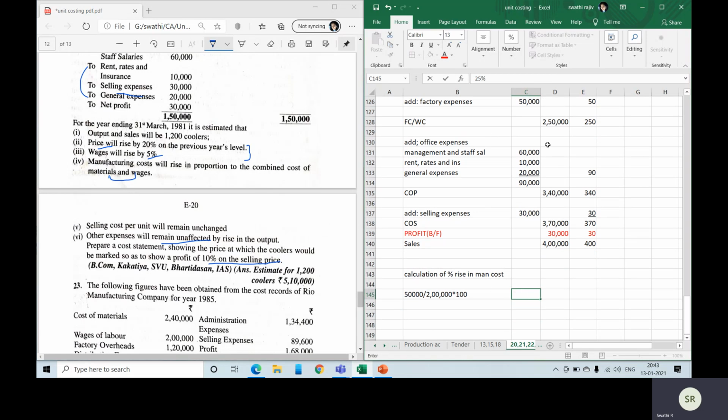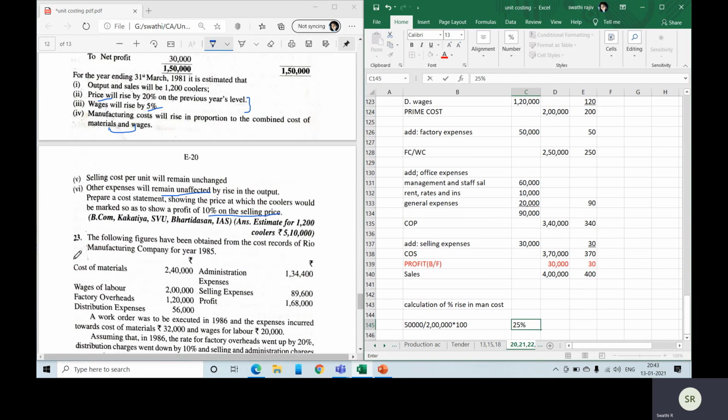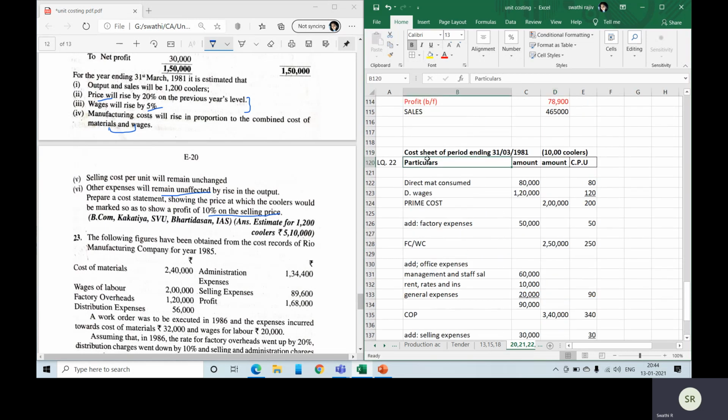And then anything else to calculate? Selling cost per unit will remain unchanged. We know what selling cost per unit is. Other expenditure will remain unaffected by rise in output. All right. Other expenditure, meaning they've spoken about everything. Office expenditures are not going to be different. It is going to be 90,000 itself. Good. Now next one is profit of 10% on selling price. All right. We'll do that calculation later.